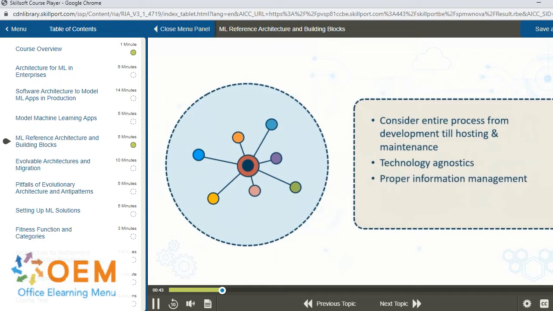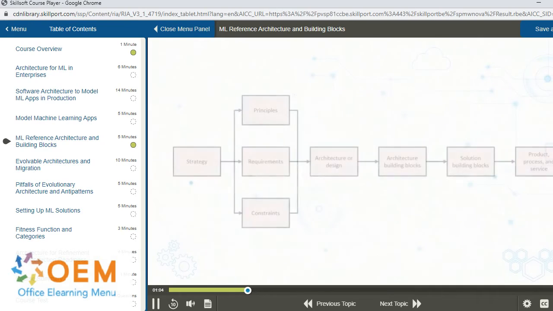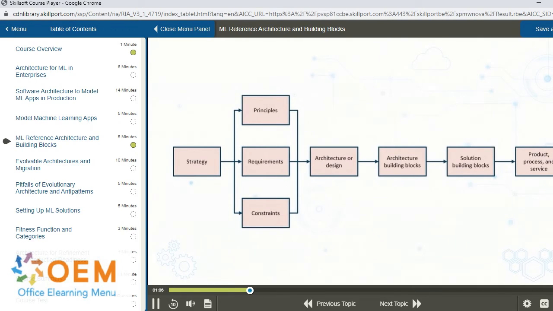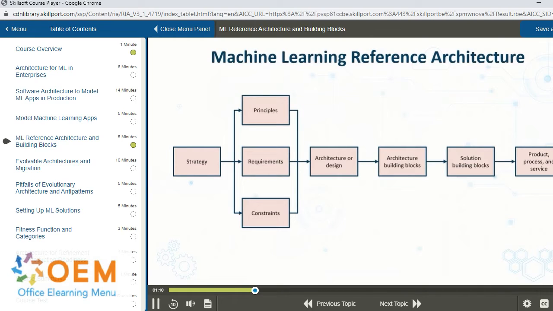You need to focus on information management because information management will help you to classify data into various different types of information which will be used by your machine learning algorithms. And finally, you should always consider scalability, flexibility, and identify appropriate metrics to measure the performance. Once we adopt the right principles, we have to go ahead and select one of the machine learning reference architectures.